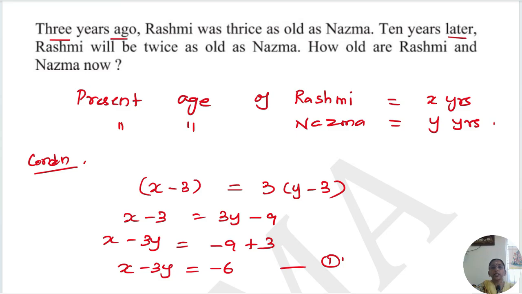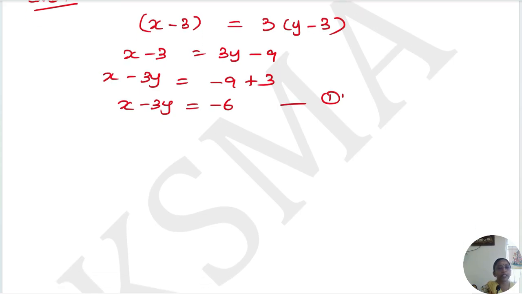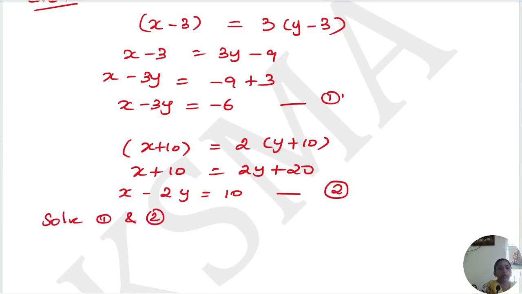Go to the second condition. 10 years later, Rashmi will be twice as old as Nazma. So 10 years later, x plus 10 is equal to 2 times y plus 10. So x plus 10 equals 2y plus 20. So x minus 2y is equal to 10. This is our second equation. Solve your equations 1 and 2, so you will get your x and y. So x is 42 and y is 16.